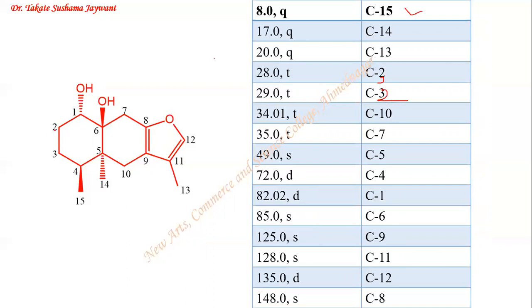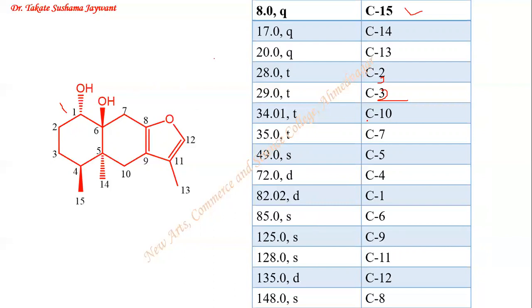As C2 is attached to a methine carbon atom which is attached to oxygen, it must be more de-shielded as compared to C3, because C3 methylene is attached to C4 carbon atom which is a methine group. So electron deficiency of C2 is more as compared to C3. Therefore, C2 will be de-shielded as compared to C3.